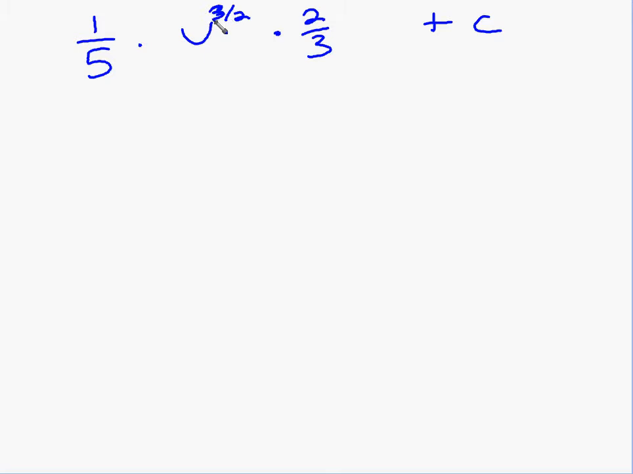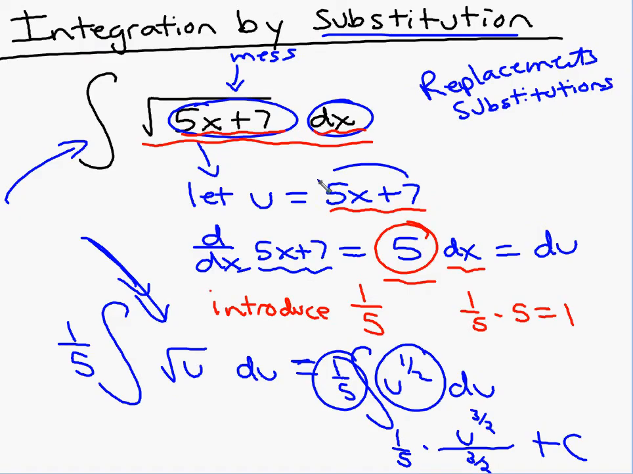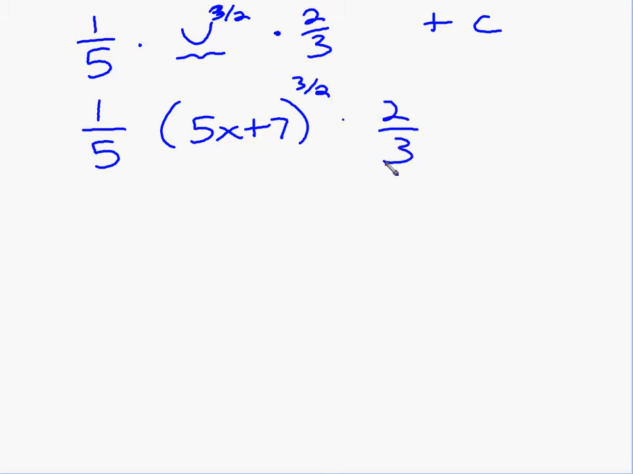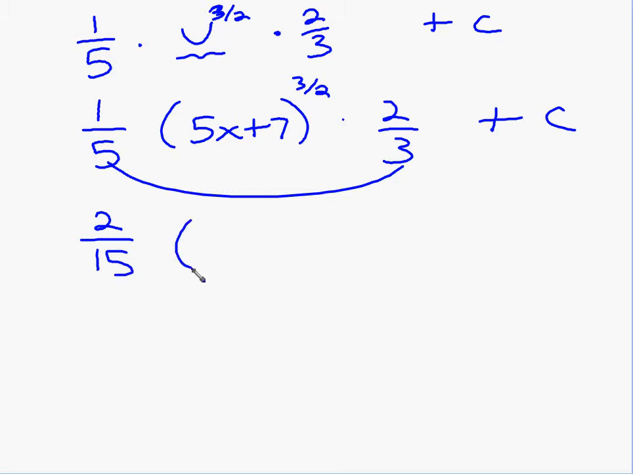The only thing I need to do is put the expression back in for u. So my u was 5x plus 7. So my final answer when I put in the 5x plus 7 is 1/5 times 5x plus 7 to the 3/2 power times 2/3 plus c. Now of course I can multiply these two together and I would have 2/15 times 5x plus 7 to the 3/2 power plus c.